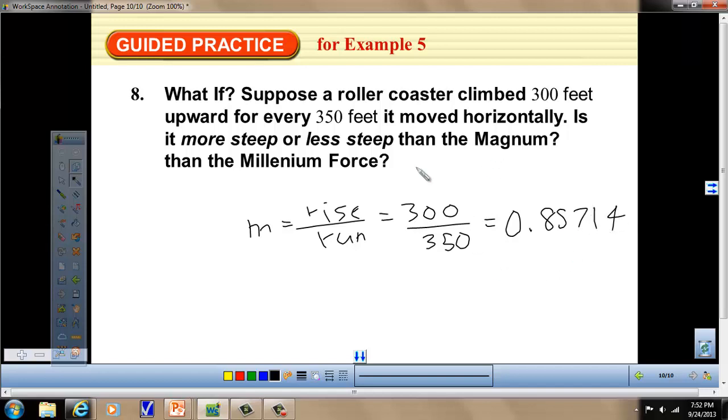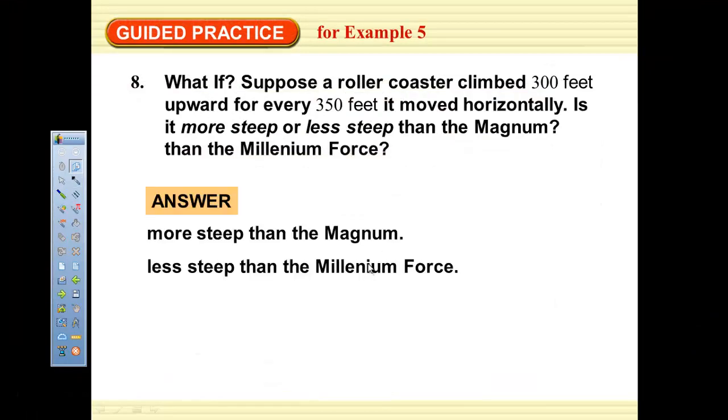0.85714. Now, if you remember, the Magnum was 0.5125. The slope here was 1, so we can say that the slope of the new roller coaster is more steep than the Magnum, but less steep than the Millennium Force. Again, more steep than the Magnum, less steep than the Millennium Force.